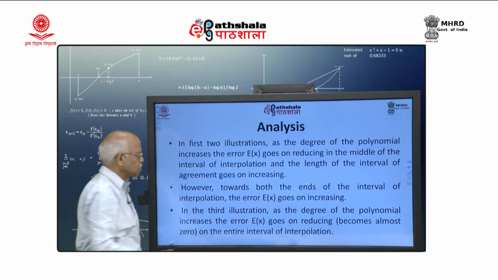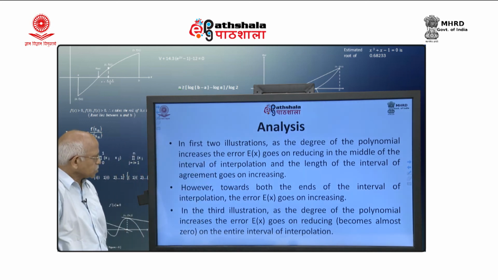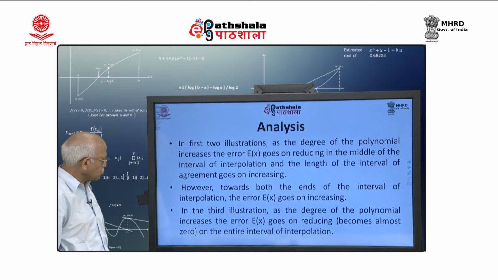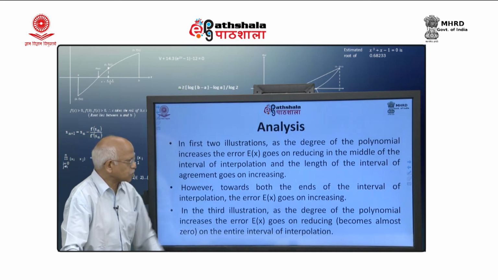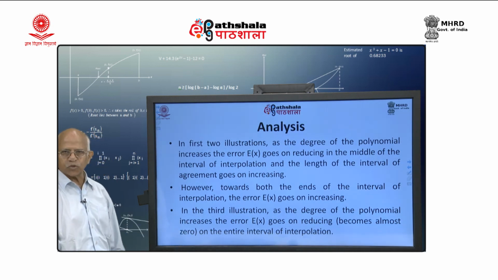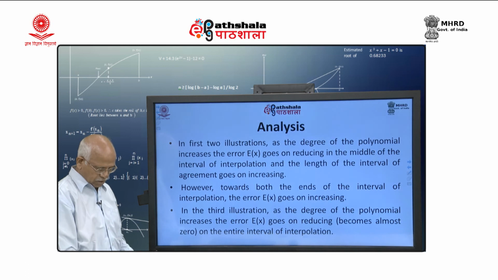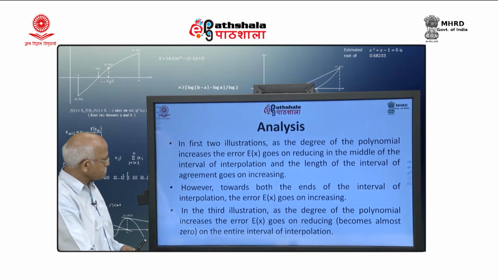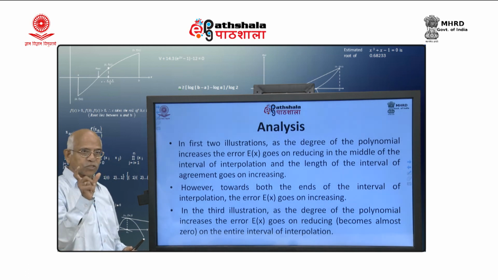In the third illustration, as the degree of the polynomial increases, the error E x goes on reducing and becomes almost 0 on the entire interval of interpolation. So, that is the important issue here. It depends on what kind of function you are trying to approximate by these polynomials.